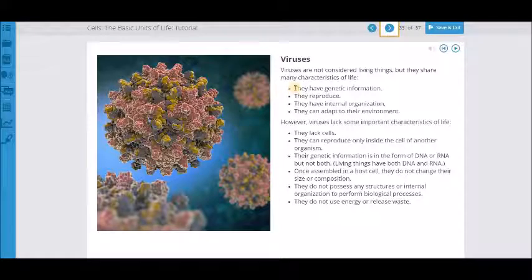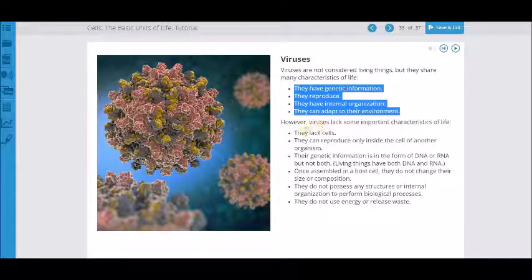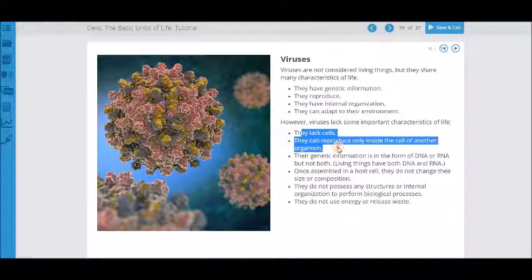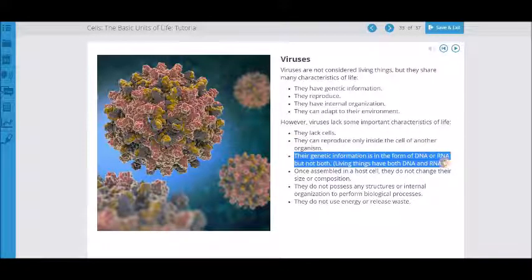Viruses are not living things. They have some of the characteristics of life. They have genetic information, they reproduce, they're organized, and they can adapt, but they don't have cells. They don't reproduce on their own. They can only reproduce with another cell. Their genetic information is either DNA or RNA, but not both.